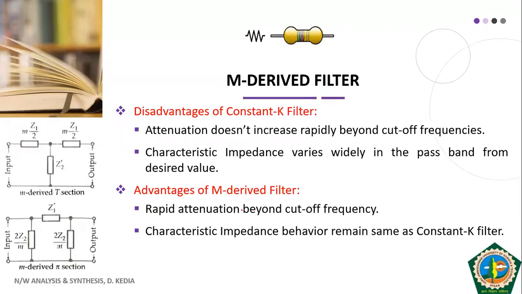So why are we moving to M derived filter? This is the first question that arises. Okay, so obviously we have seen constant K filter, but there are certain disadvantages with the constant K filter. The disadvantage is that the attenuation in case of constant K filter does not increase rapidly beyond cutoff frequency.